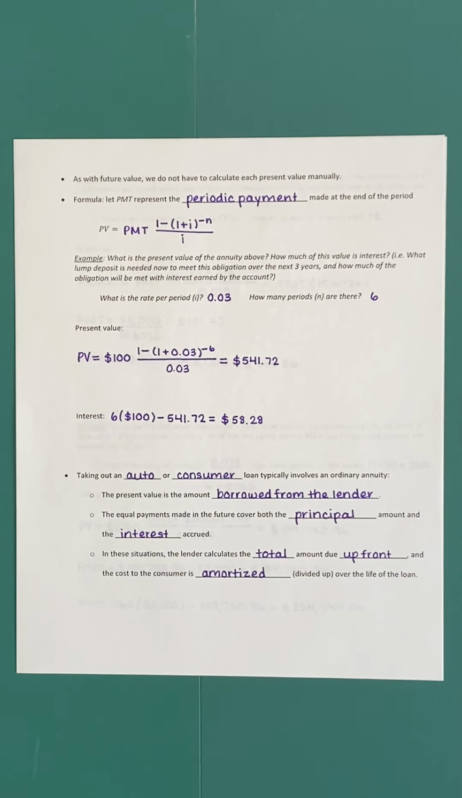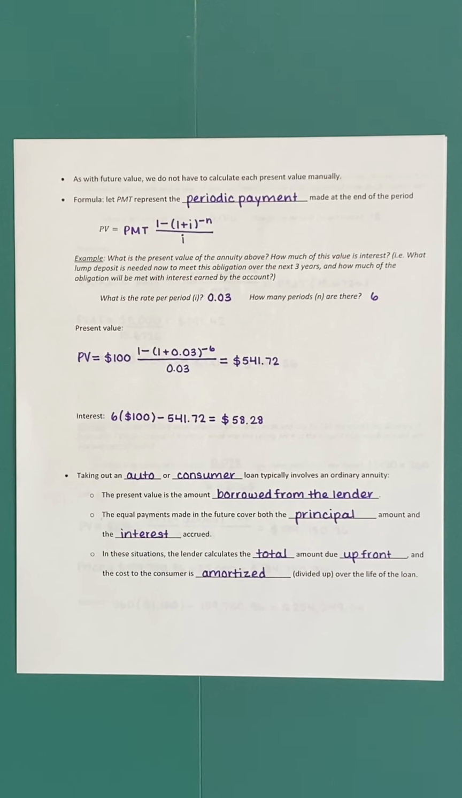So that's going to be a slightly less common situation in terms of looking at the use for the present value annuity formula. Typically, we're going to use this from the standpoint of covering a loan, paying back a loan. So taking out an auto or consumer loan typically involves an ordinary annuity in terms of how you're going to pay off the loan. So the present value of the loan, that's going to be the amount borrowed. So that's the original amount that you're financing. That does not include the interest. So the present value is what you finance.